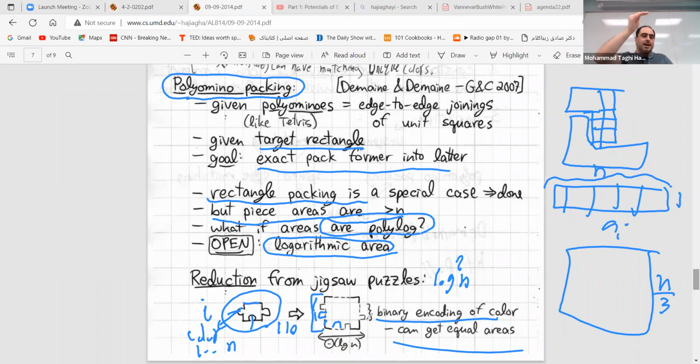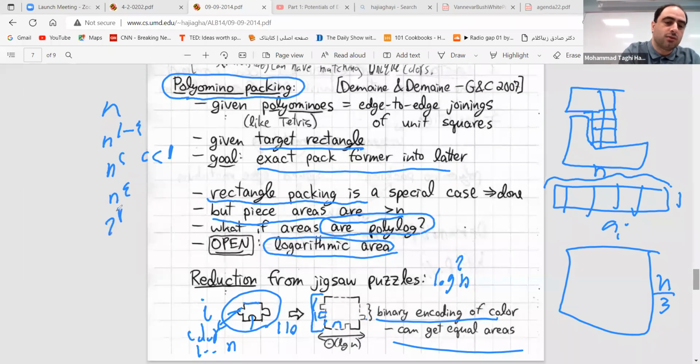Then after that, let me actually write it down, that might be better. So here we have n, then we have n to the 1 minus epsilon. Then we have n to some constant c less than 1, I mean, much less than 1. Then we have n to the epsilon. Then we have 2 to the square root of log n.